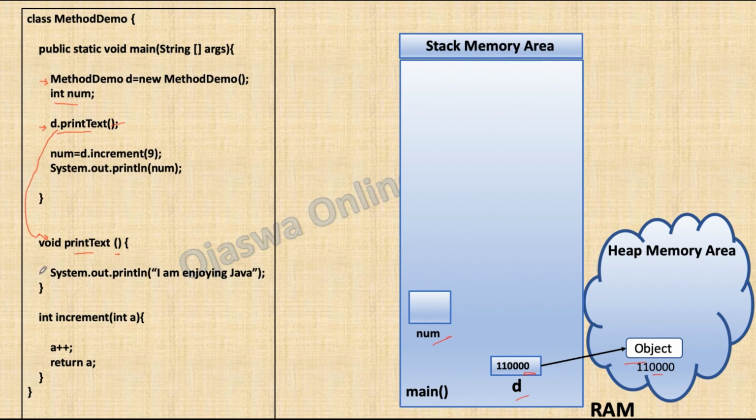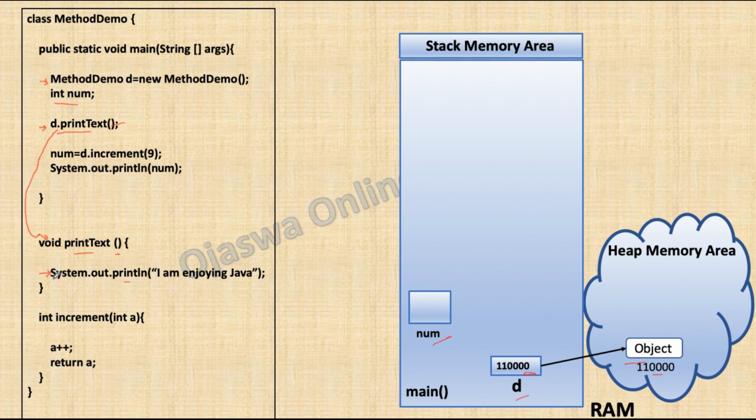will execute. So what code have we written? System.out.println. println is the method that prints the data to the output screen. Here we are printing out the text, I am enjoying Java. This text will be printed to the console.